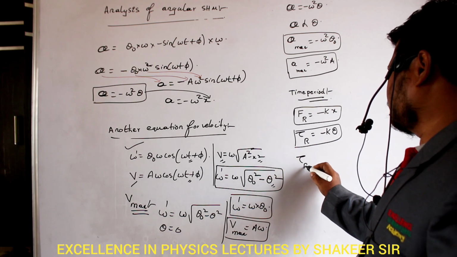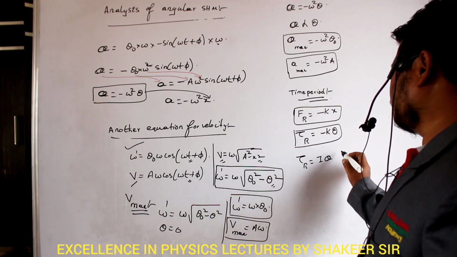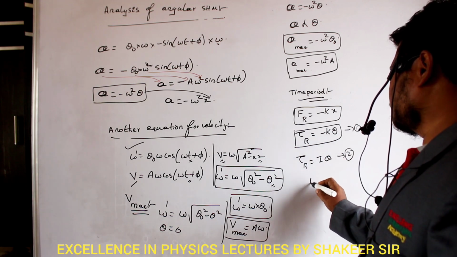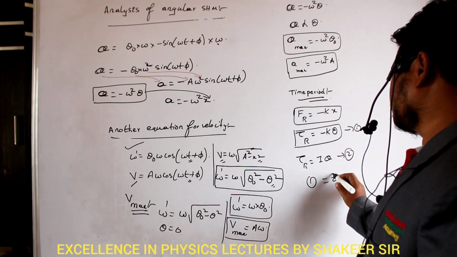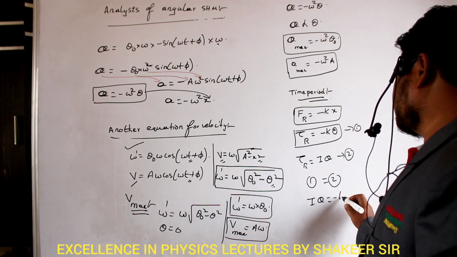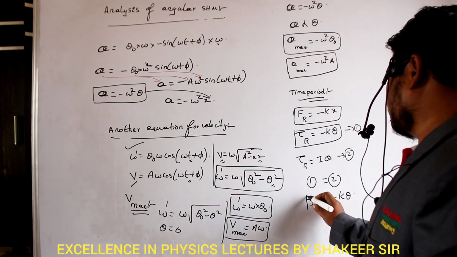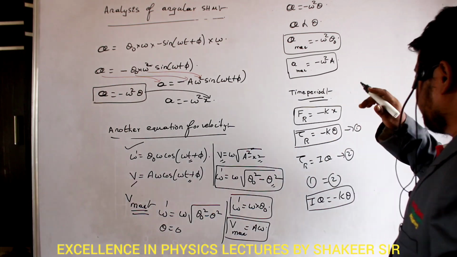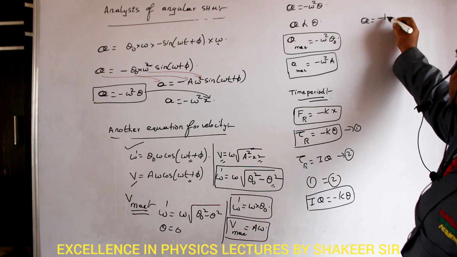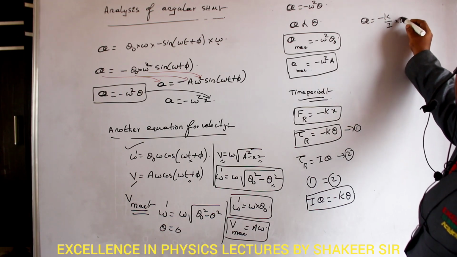And this torque produced can also be written as I into alpha. So let it be equation number 1 and equation number 2. Definitely I can say equation number 1 is equal to equation number 2. So I into alpha can be written as minus k into theta. This is one relation. Clear? So how much is alpha? Alpha is equal to minus k by I into theta.